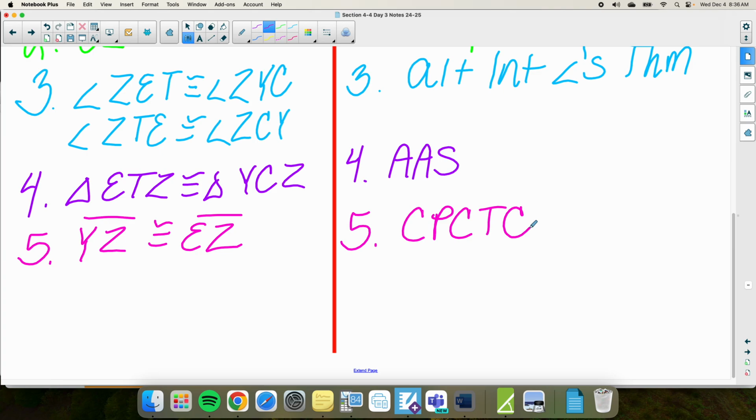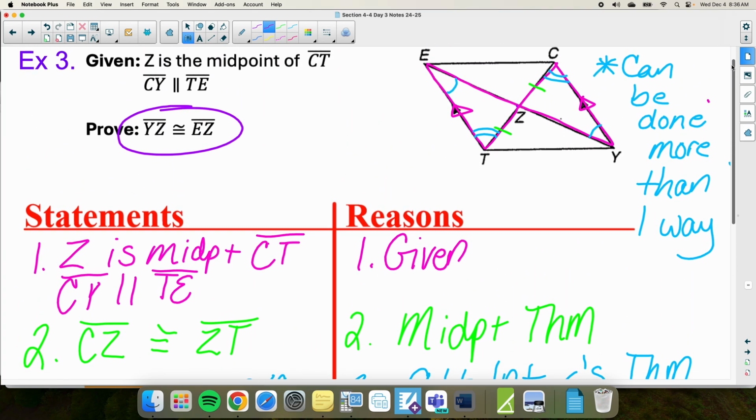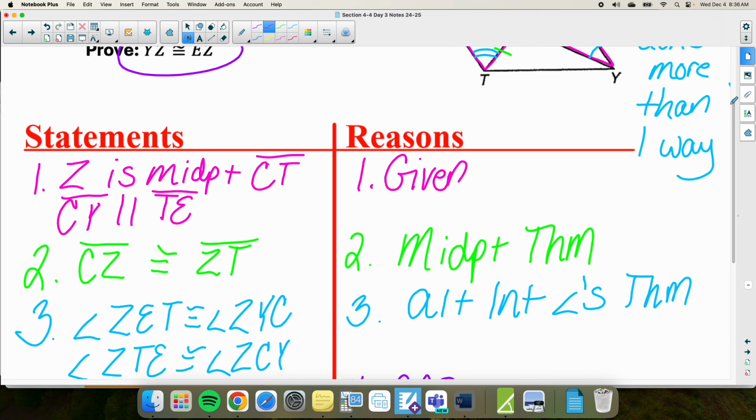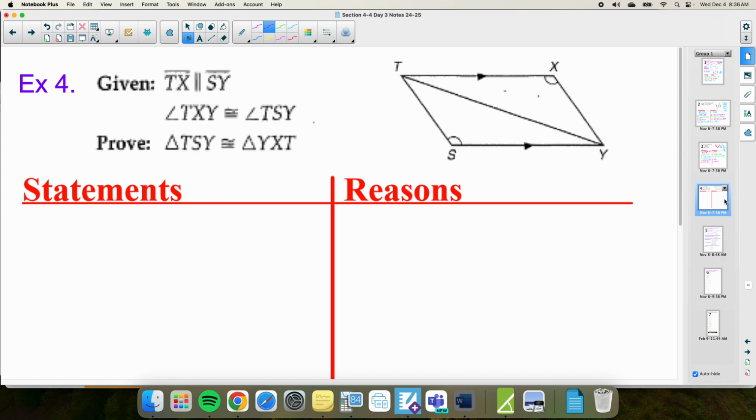This is a harder one with there being more than one group of triangles. I would not put one like this on your test. Okay? All right, last proof for today.